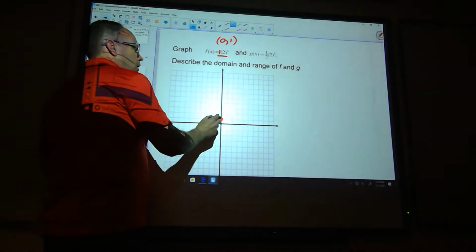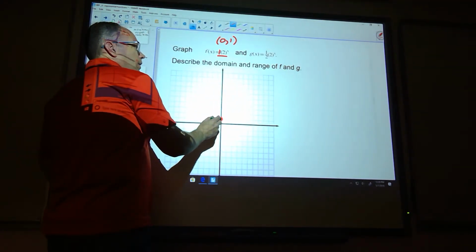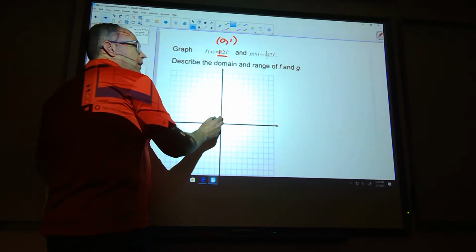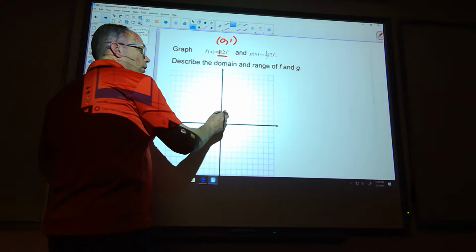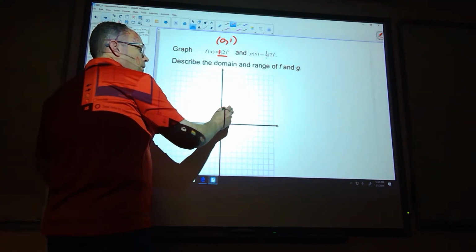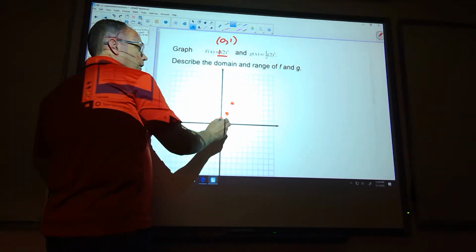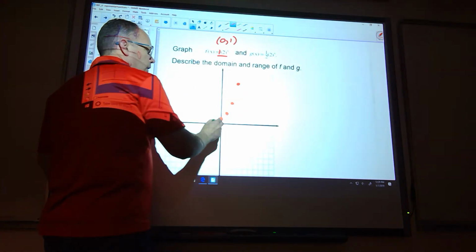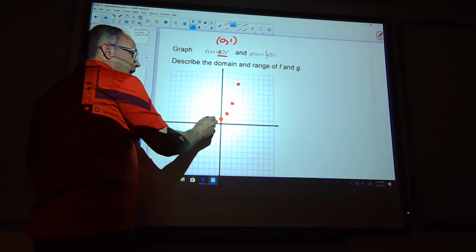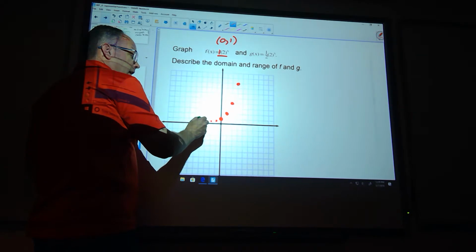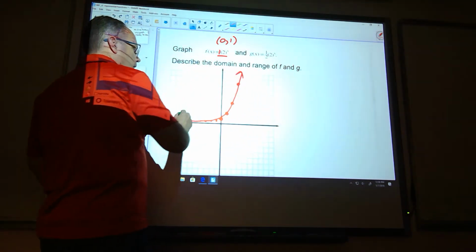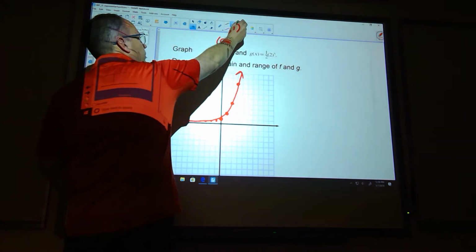Multiply times B. So if I multiply that Y value times B, I'm going to get 1 times 2 is 2. 2 times 2 is 4. 8. If I go this way, I divide, so that's going to be a half, then a fourth, then an eighth, then a 16th. Ah, so that's what this one looks like.